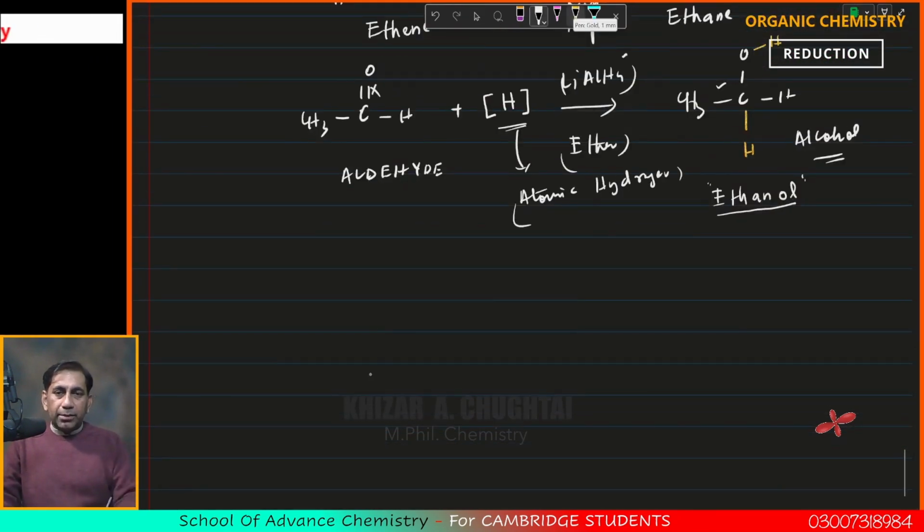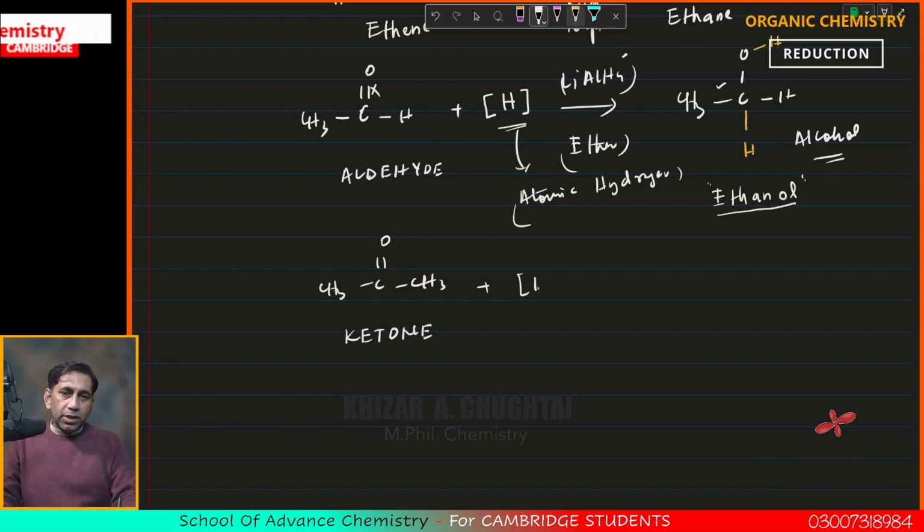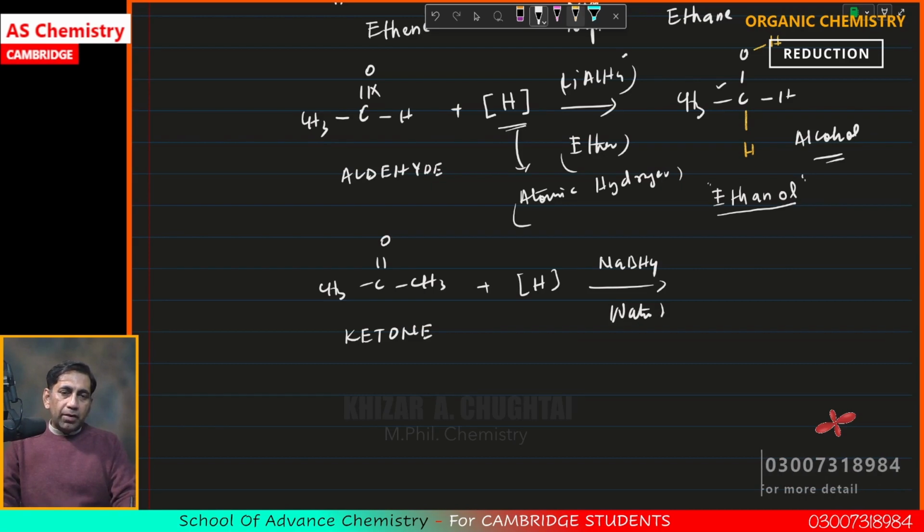I'm going to write the example of ketone. This is the shortest ketone in the universe, that is propanone. Generally, I'm going to write its family name, its homologous series name, ketone. And again, I will use this hydrogen. I can use sodium borohydride. And in the presence of water, this time I will write water over here. Then what will be formed?